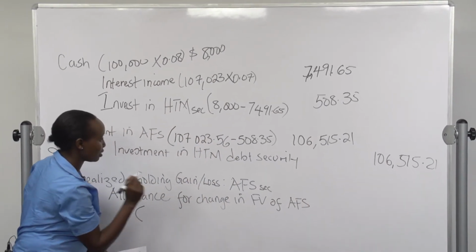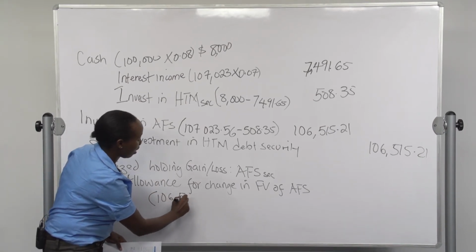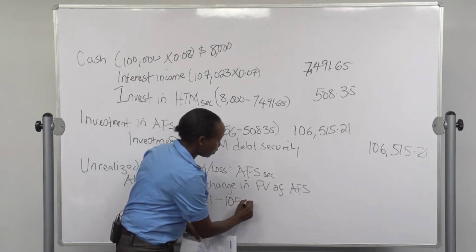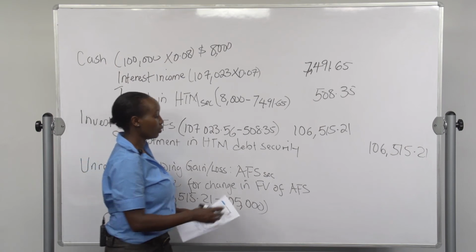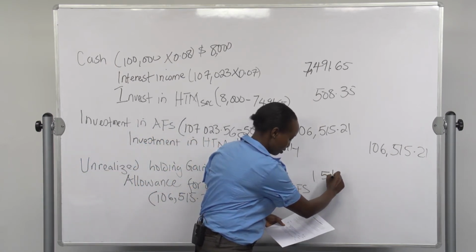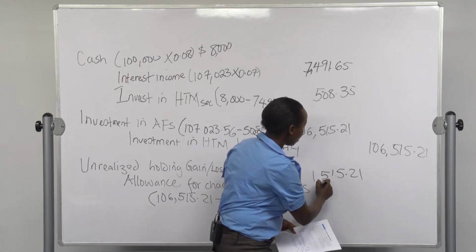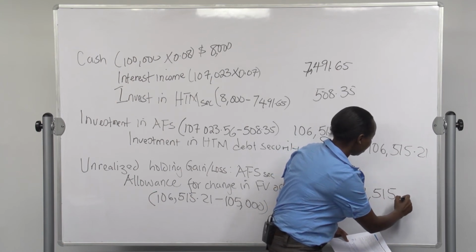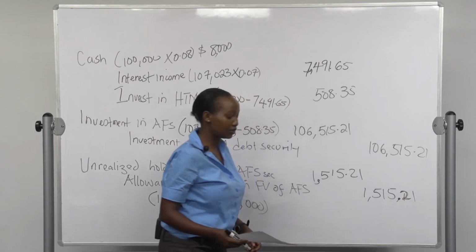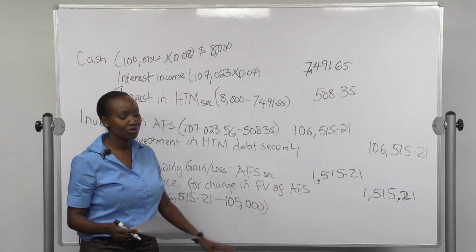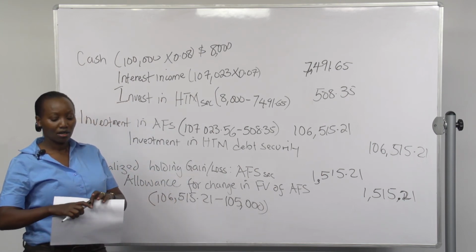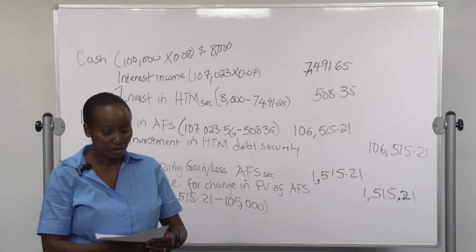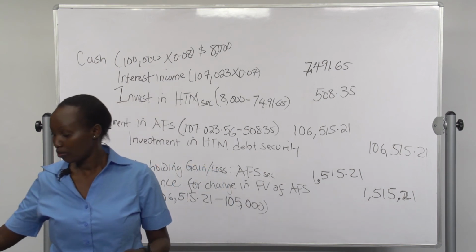And the amount that we are doing this adjustment for is 106,515.21, and we subtract 105,000, which is the fair value as of this date. So the difference of 1,515.21 is what is our adjustment and also our balance in our allowance for change in fair value. So 1,515.21. We put a description that this is to record the decrease in fair value of available for sale security investment. So that concludes this question on the transfer between the two categories.